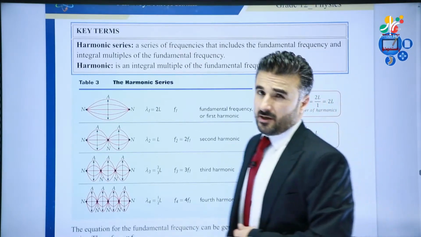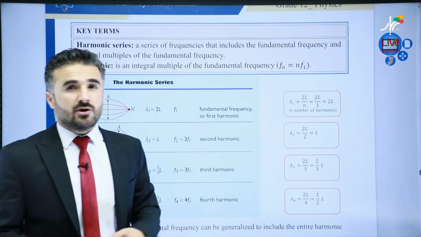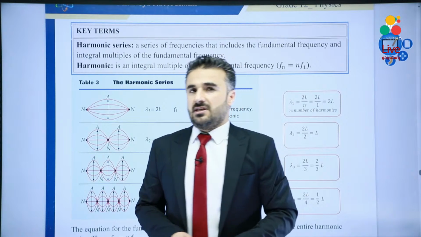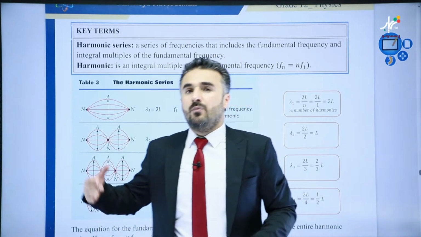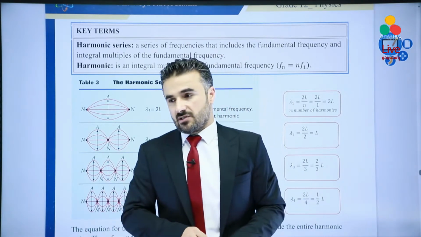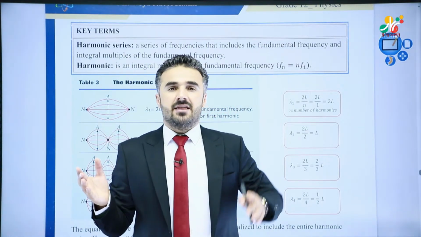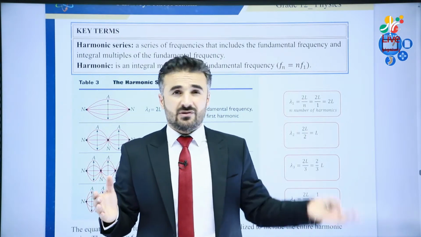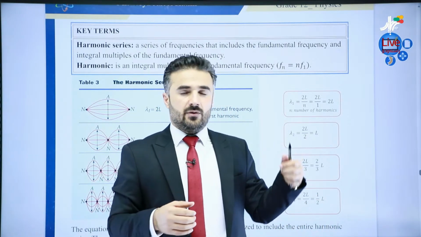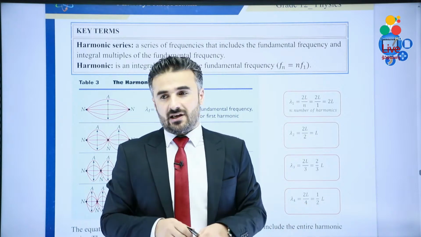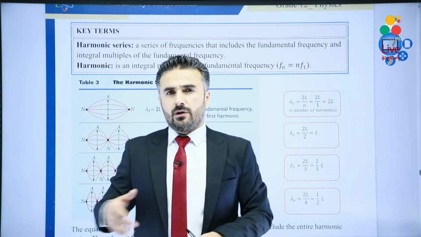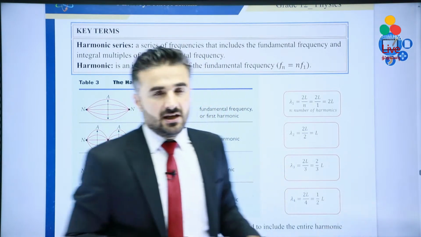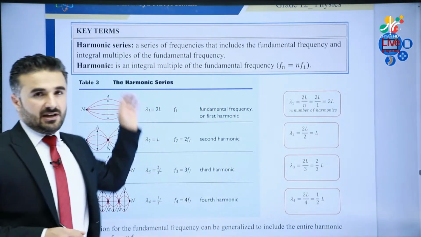Then after that, we talked about harmonics. We said, what are harmonics? Harmonics are a series of frequencies that includes the fundamental frequency and also integral multiples of the fundamental frequency. So we have the fundamental frequency and then integral multiples of that frequency. Let's say if the fundamental frequency is 1, the integral multiples could be 2 times that, 3 times that, or 4 times that. These are basically the harmonic series.